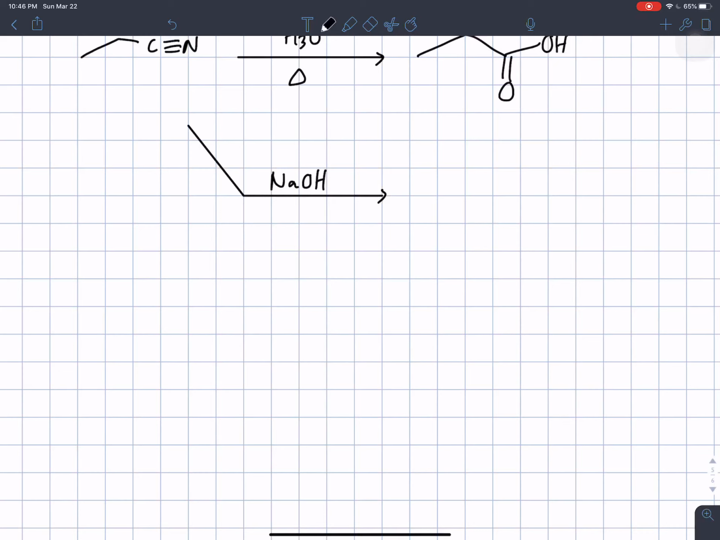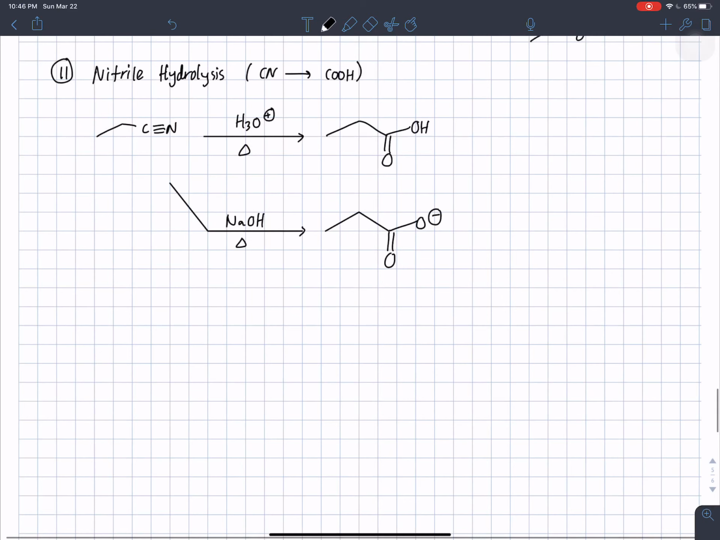NaOH with heat, and then you'll make O minus, which you can then turn into carboxylic acid with H3O plus. There you go. Okay, so let's take a look at the mech for this one.